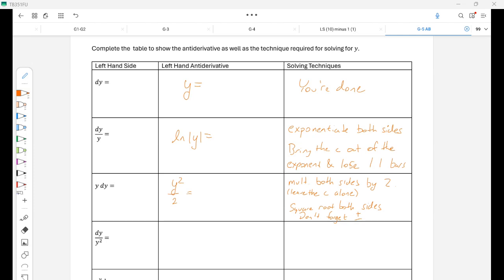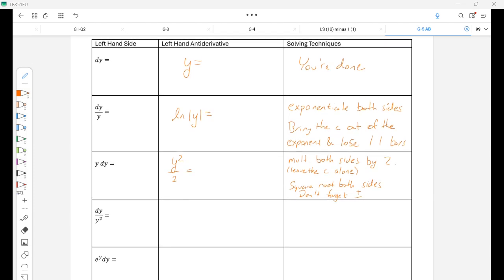Notice I didn't leave the c alone there, because that c has to get square rooted as well. You've got to square root the whole sum that you end up with there. So you only get to leave the c alone when you're doing simple things to it. All right, next one, dy over y squared.